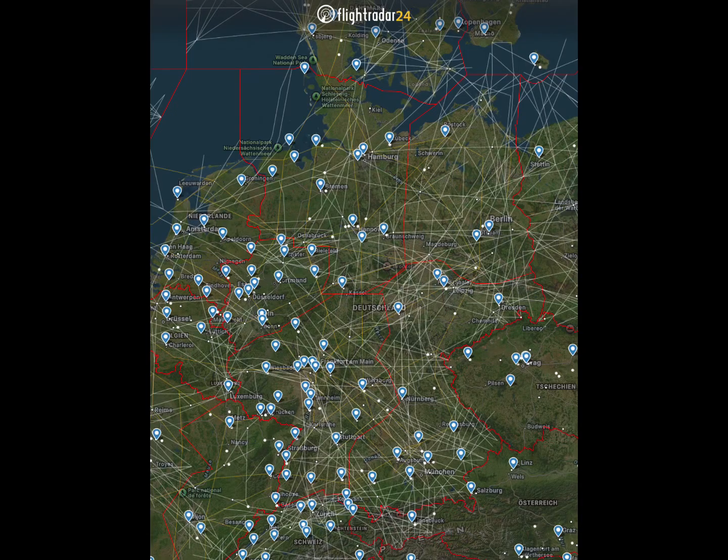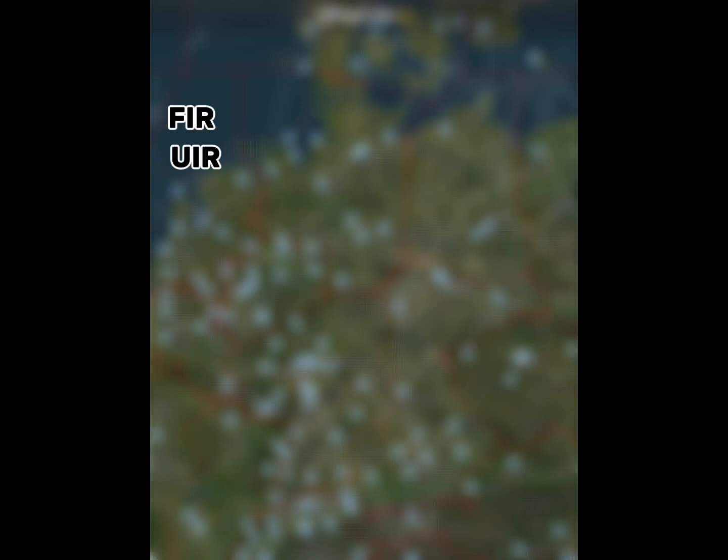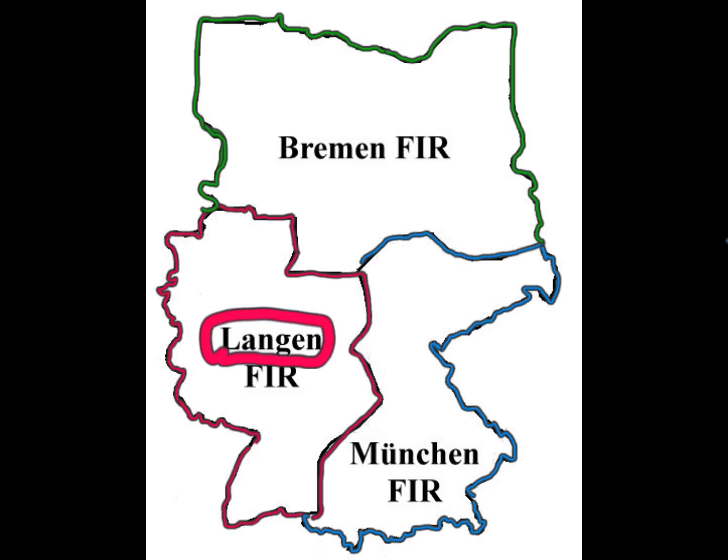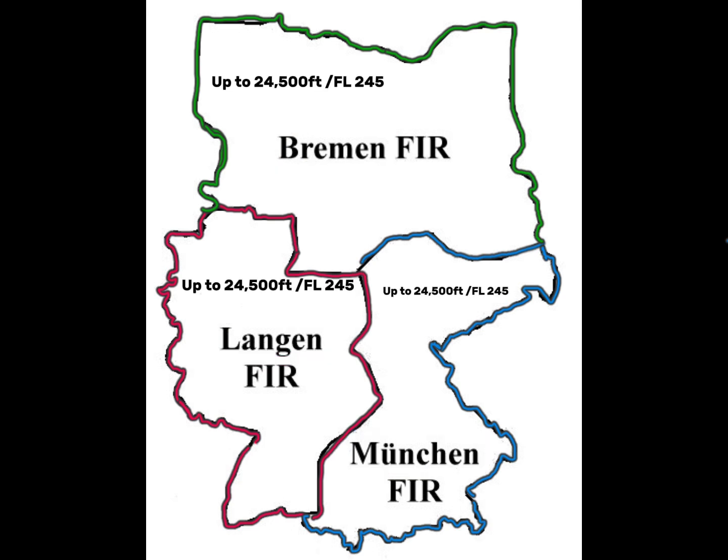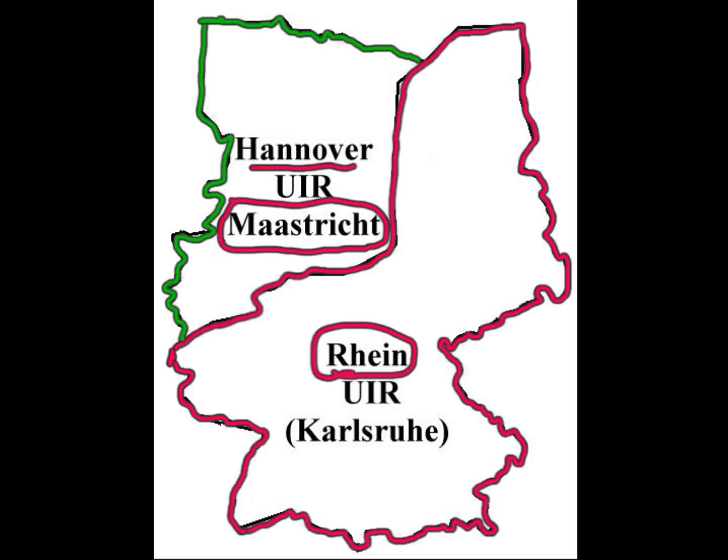Let's take German airspace today, for example. There is also the FIR and the UIR airspace. The FIR over Germany is Langen Radar, Munich Radar, and Bremen Radar. As already mentioned, these radar zones look after all flights up to flight level 245 or 24,500 feet. Now let's come to the UIR over Germany. There is the Maastricht Radar and the Rhine Radar. These now look after everything from flight level 245 or 24,500 feet and above. I think everyone has understood it by now.